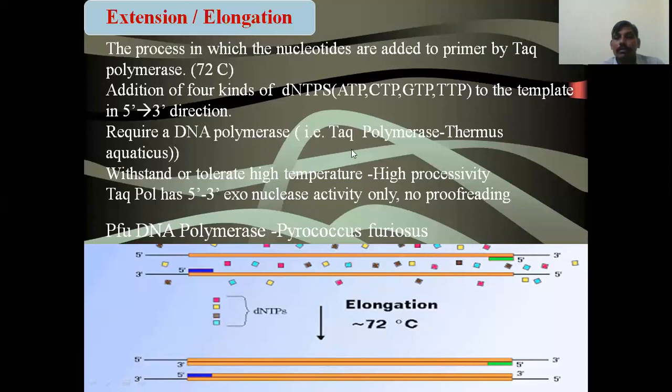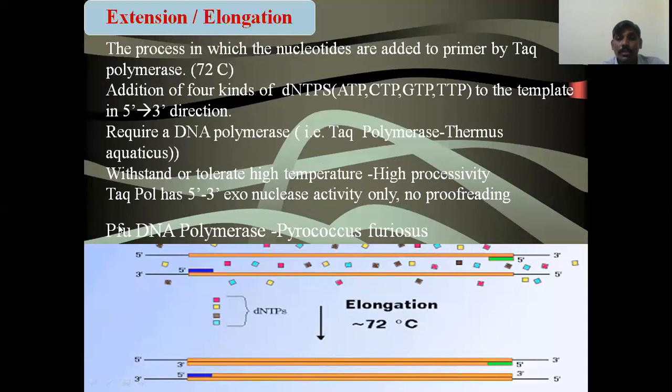So it requires a DNA polymerase. The Taq polymerase is generally isolated from the Thermus aquaticus bacteria. This bacteria withstands and tolerates high temperature, and it has high processivity. High processivity means the rate at which nucleotides are added as it synthesizes a new strand. So per second, how many nucleotides are added? For example, 10 nucleotides added per second shows processivity. Processivity means the rate at which nucleotides are added to form a new strand. That polymerase has 5' to 3' exonuclease activity only, no proofreading.